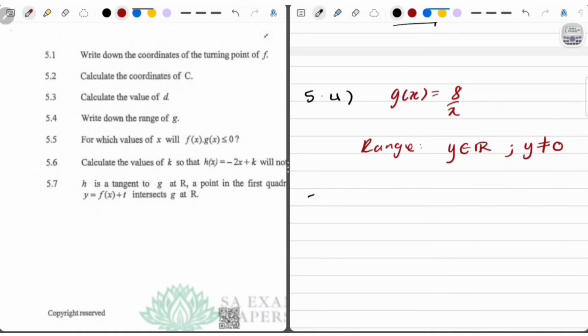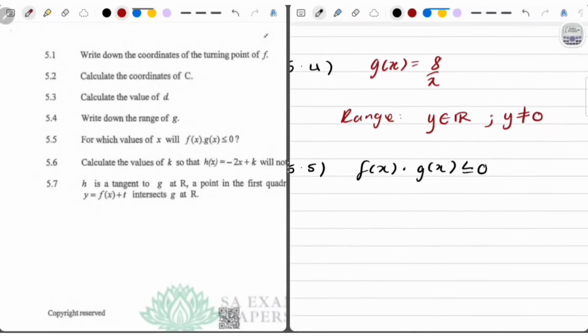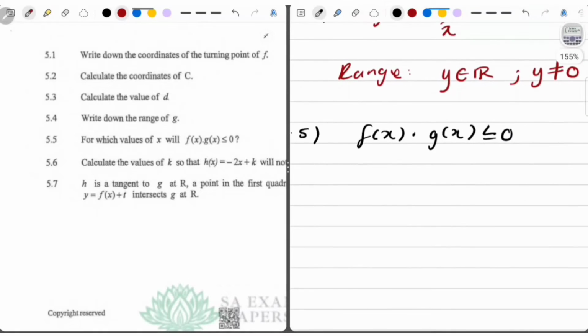The next question, 5.5, says: for which values of x will f of x multiplied by g of x be less than or equal to 0? Let's think about how this can possibly happen. If you're multiplying two things and they give you something less than 0, it means they give you something negative. The only ways this can happen is if this is positive and this is negative, or if this is negative and this is positive.